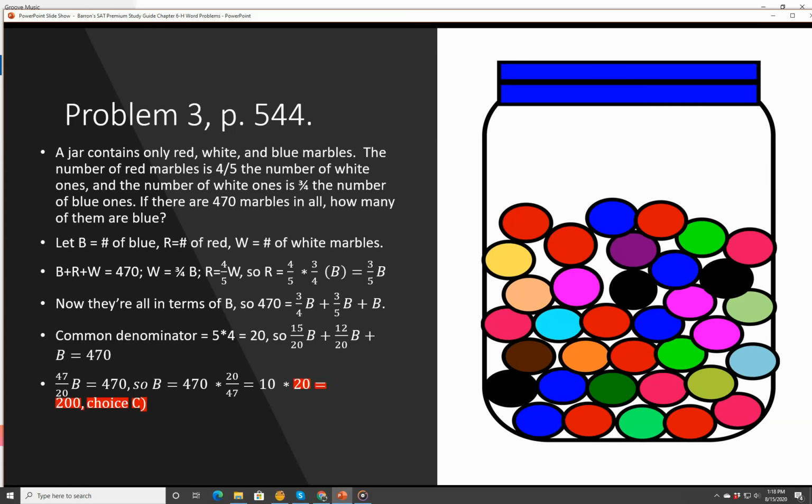Problem 3, page 544. A jar contains only red, white, and blue marbles. Sorry, I couldn't find a drawing online that had just red, white, and blue, so this will have to do.